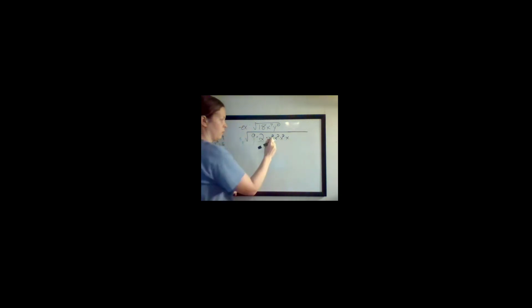X to the 7th. Okay, so now I'm going to break this apart into a bunch of x squareds. X squared, x squared, x squared, and x. 2, 4, 6, 7 of them. So each one of these that comes out, that's going to be an x. All those came out. This x is going to have to stay.